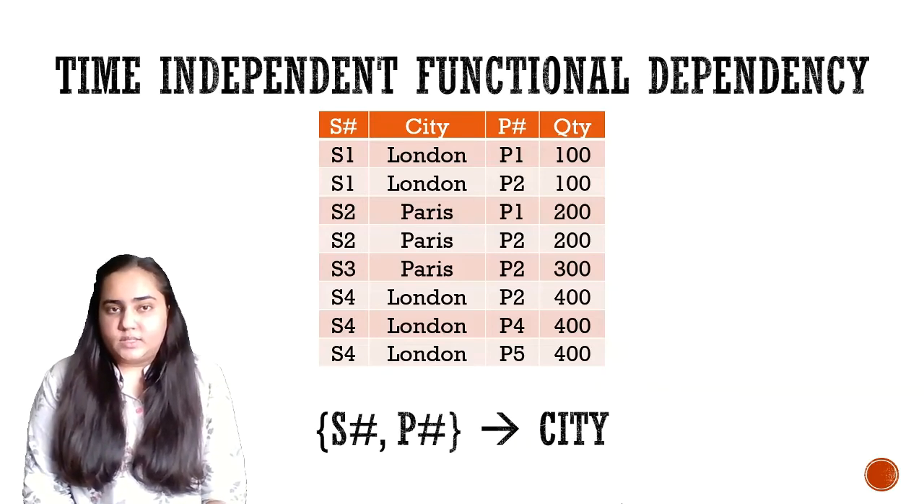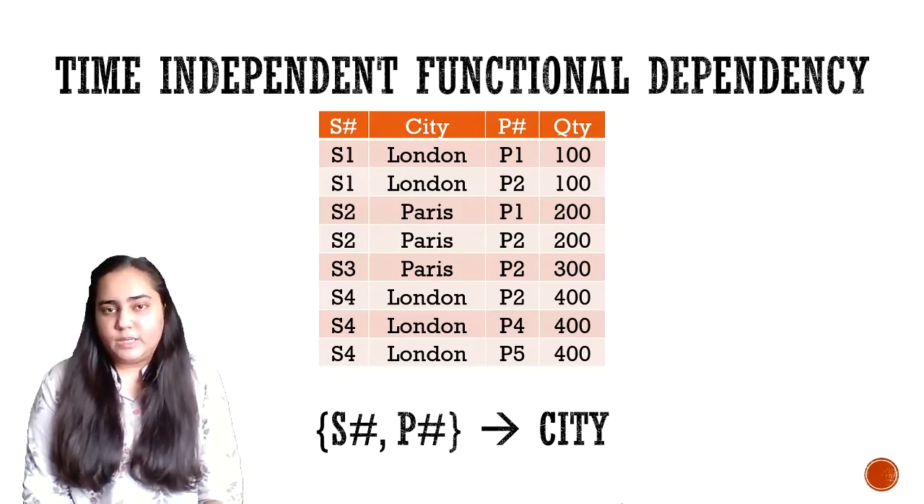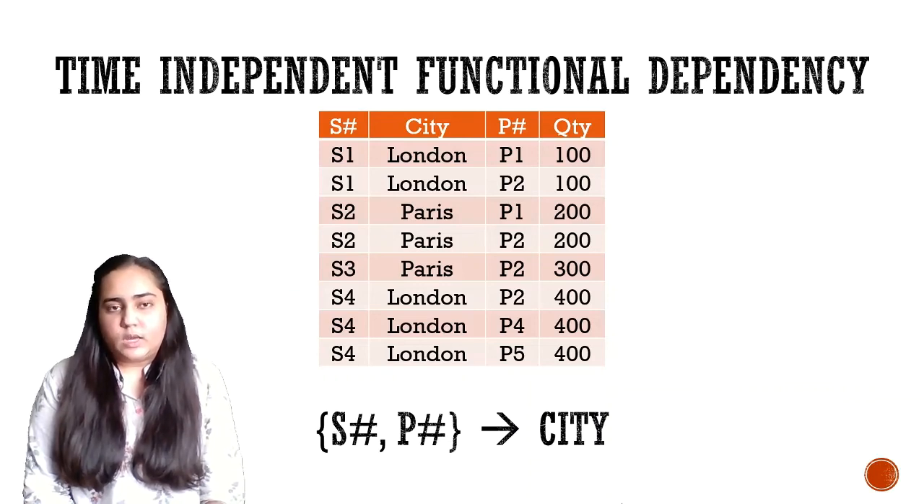Take a look at this dependency, which is time independent: S hash P hash determines city. If you take any combination of S hash and P hash and find out where the city is, it's going to be one unique city. So it's a many-to-one relationship. And it is time independent because the supplier is not very likely to change location within an hour, like the quantity changes. And so it is time independent.